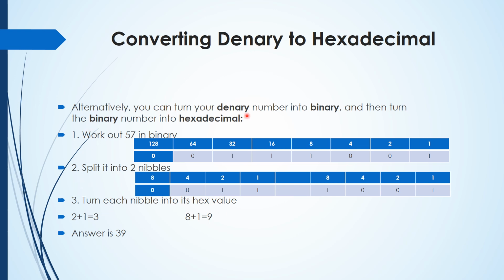Alternatively, you can turn your denary number into binary and then turn the binary number into hexadecimal. Let's say 57 in binary. So this is the binary of 57. Split it into 2 nibbles as we have done here. Turn each nibble into its hex value, and here the answer is 39.